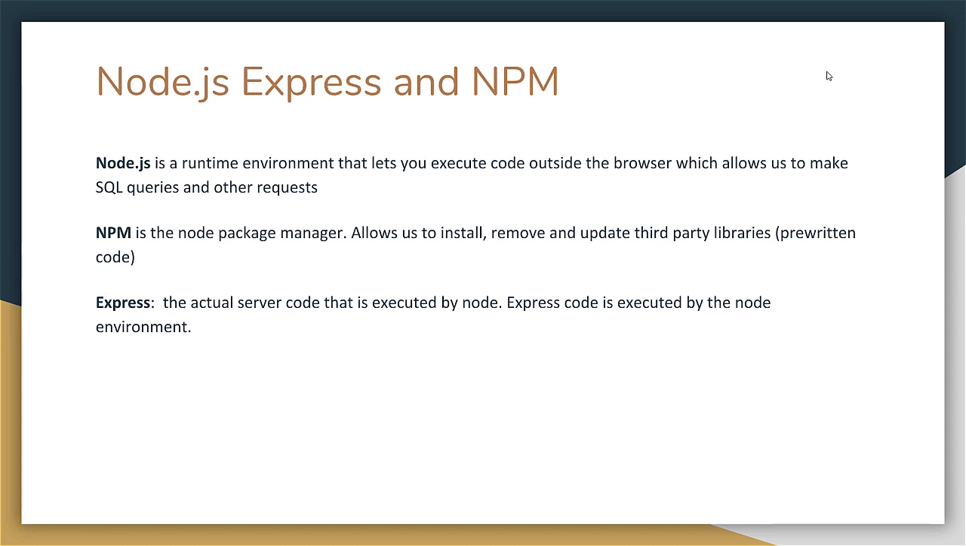And next, NPM is just a package manager. It essentially allows us to update, remove, and install third-party libraries. And third-party libraries is just another way of saying pre-written code. And finally, we have Express. Express is just a server that's actually run by Node. So essentially, the Express code is executed in the Node environment. So hopefully that gives you a better understanding about the differences between Node, NPM, and Express.